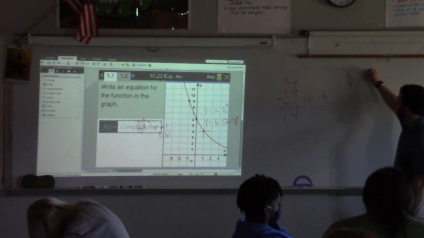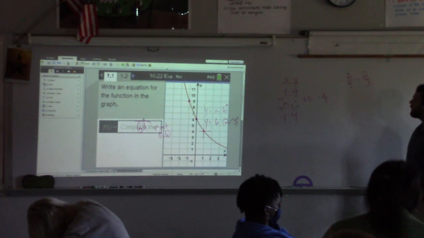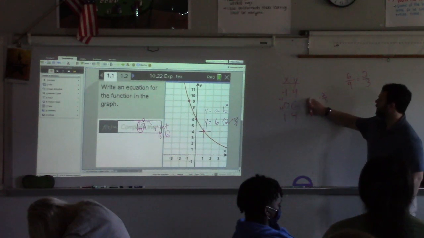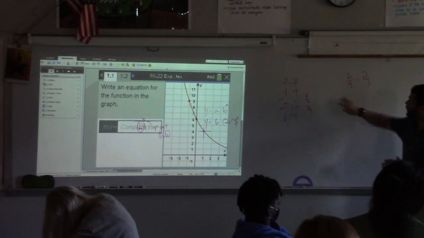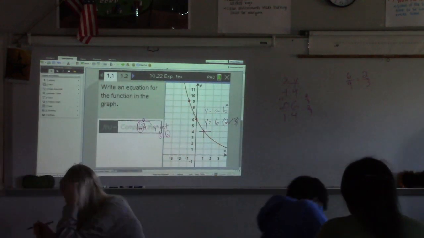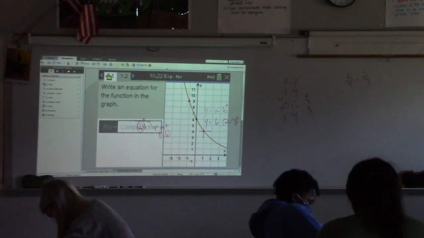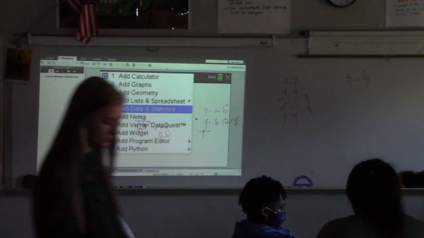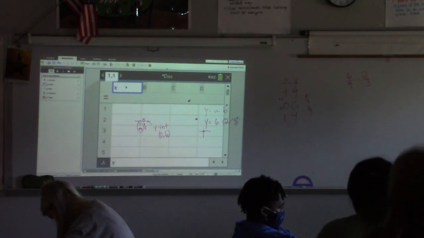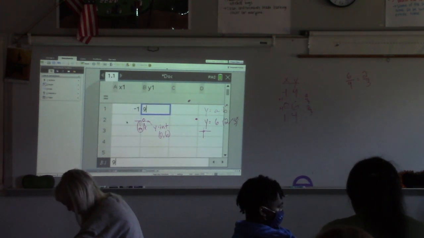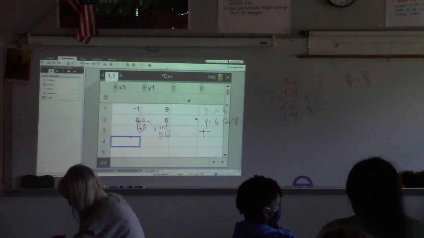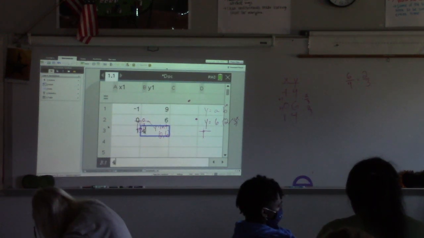And when I do that, what do I get? 2 divided by 3, or 2/3. So what am I repeatedly multiplying by? 2/3. Now, I do want you to show this kind of work to be able to get that equation. But I also do want you to remember, if I go to a list in spreadsheets, I'm going to do x1, just to make it easy, and y1. I'm going to go -1, 9, right? 0, 6, and then 1, 4. And then now what can I do to figure out what that equation is?